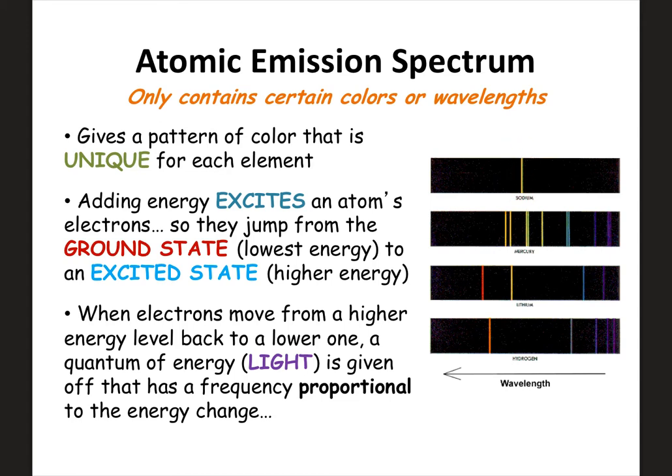So you can see there's some atomic emission spectra there for different elements. Notice they are not continuous. You only see certain colors or wavelengths. So you need to understand this idea that every element's going to be unique. And when you add energy to an atom, the electrons get excited and jump to a higher energy level. They fall back down just as fast and they give off energy in the form of light. And we can actually look at this energy and do some calculations with it.